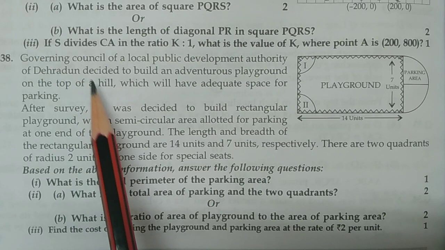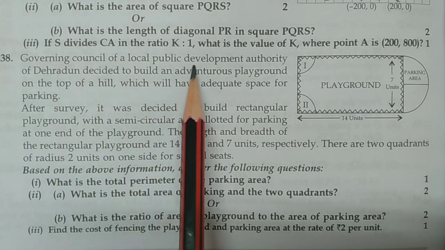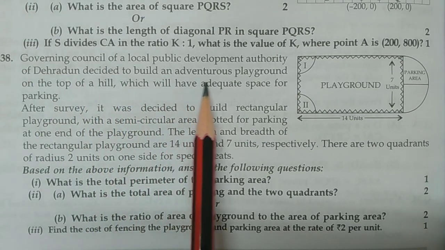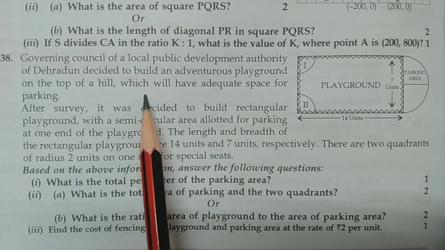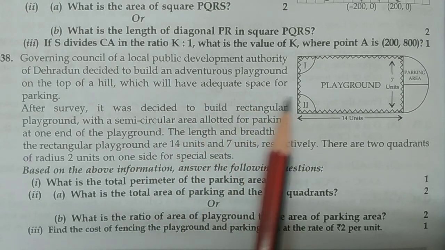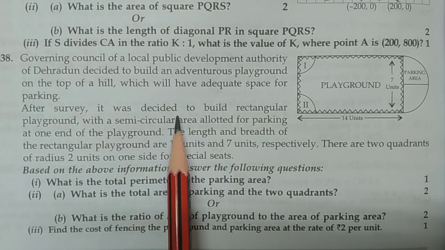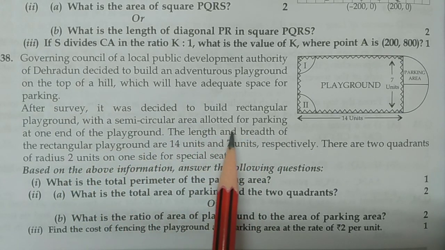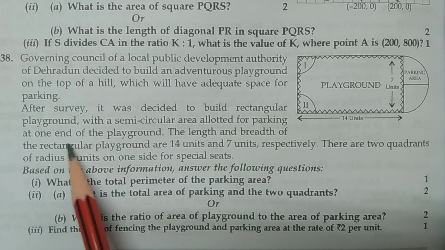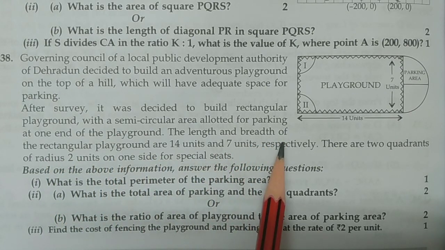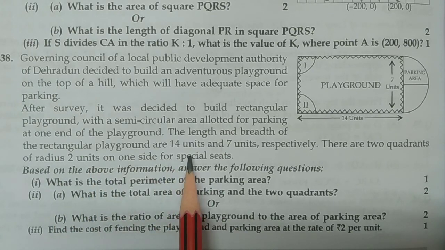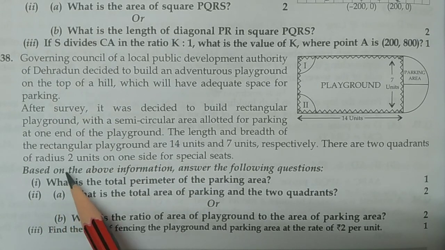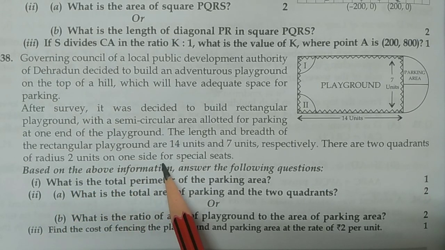The governing council of a local public development authority of Dehradun decided to build an adventurous playground on the top of a hill, which will have adequate space for parking. After a survey, it was decided to build a rectangular playground with a semicircular area allotted for parking at one end of the playground. The length and the breadth of the rectangular playground are 14 units and 7 units respectively. There are two quadrants of radius 2 units on one side of the special seats.